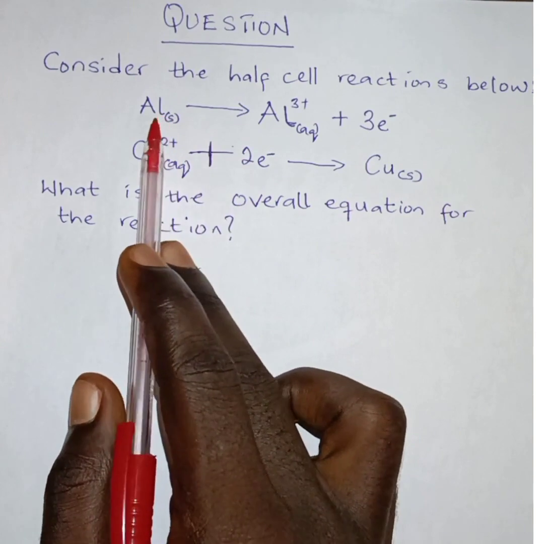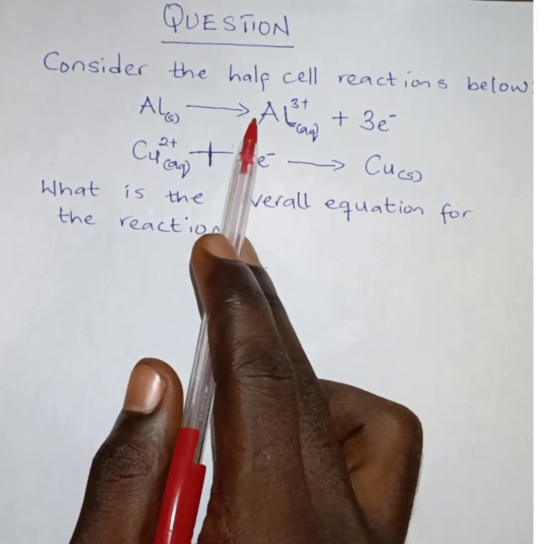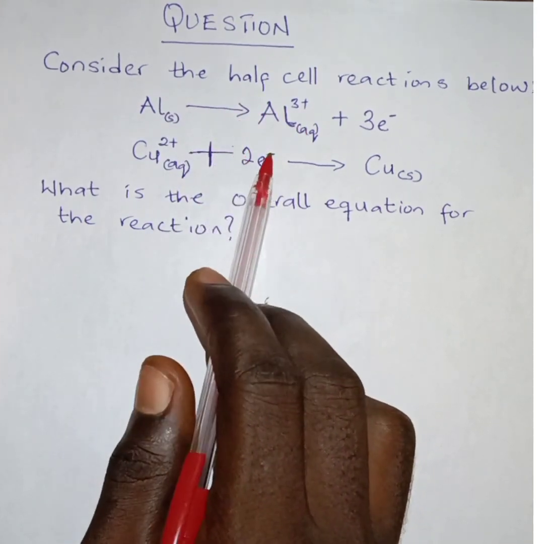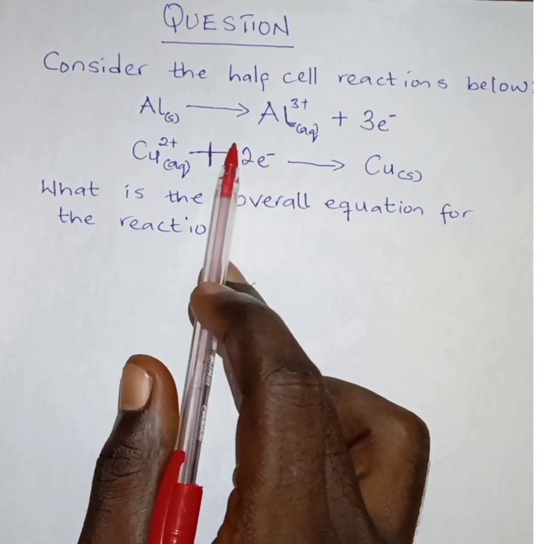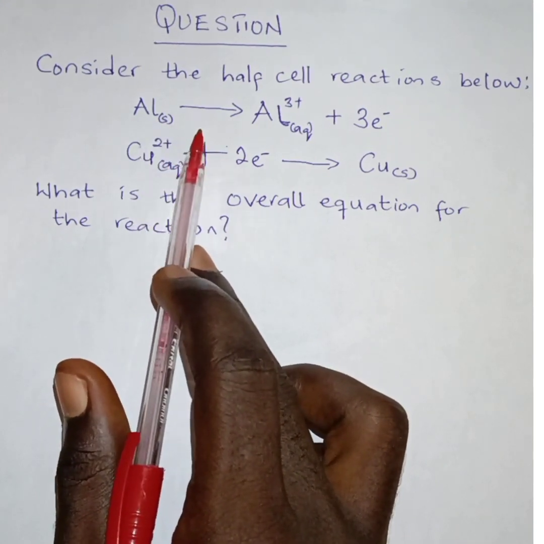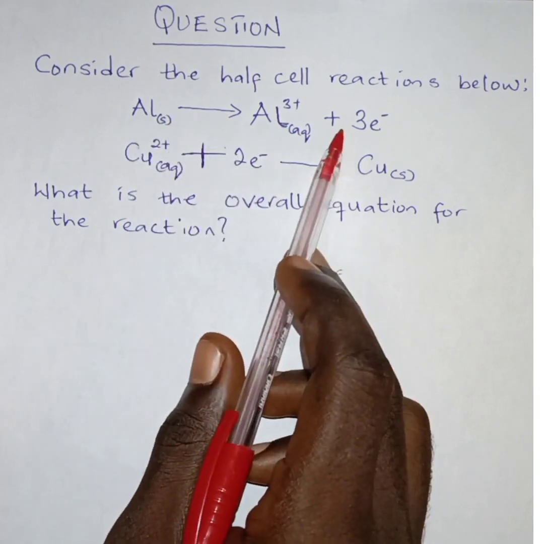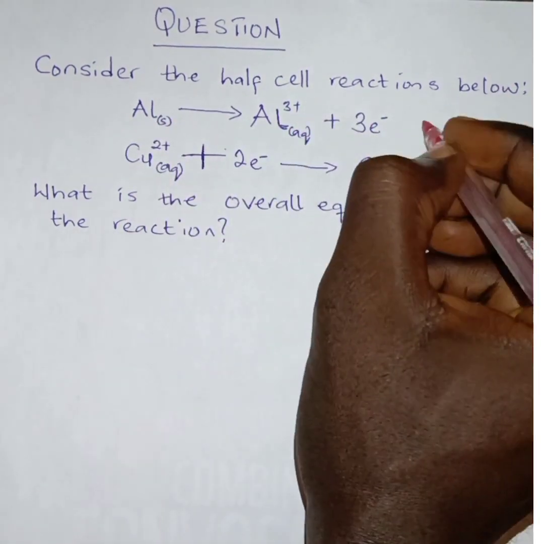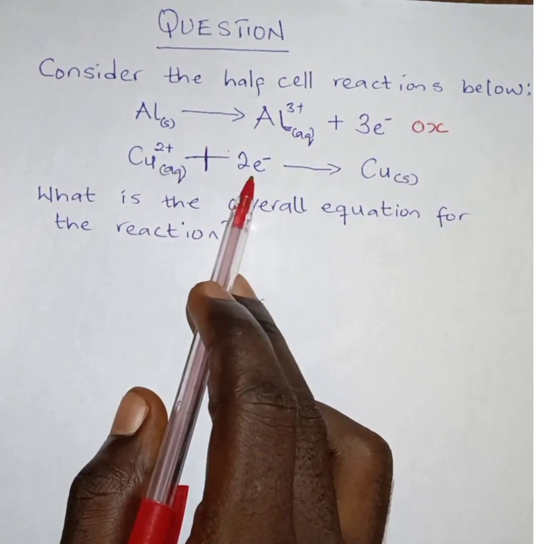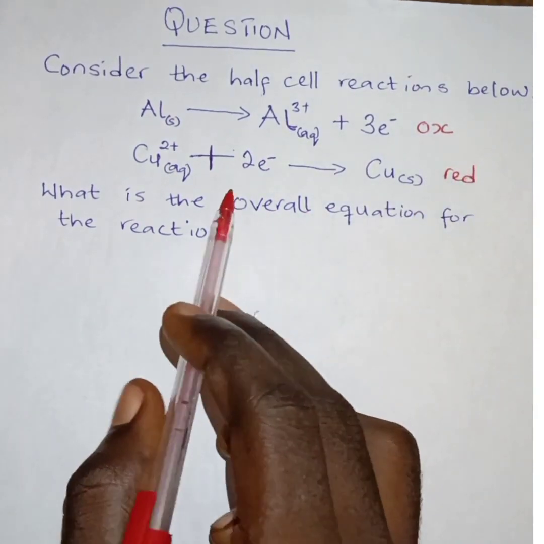Now, let's analyze the half reactions given. If you see this type of reaction, it is a redox reaction in which one half will be oxidation and the other half will be reduction. So the first thing we are expected to do is to identify which one is oxidation and which one is reduction. Oxidation is the loss of electrons, and since aluminium is losing 3 electrons, as you can see from the equation, this is the oxidizing half. And if you look closely, copper is gaining 2 electrons, and this is the reducing half, right?